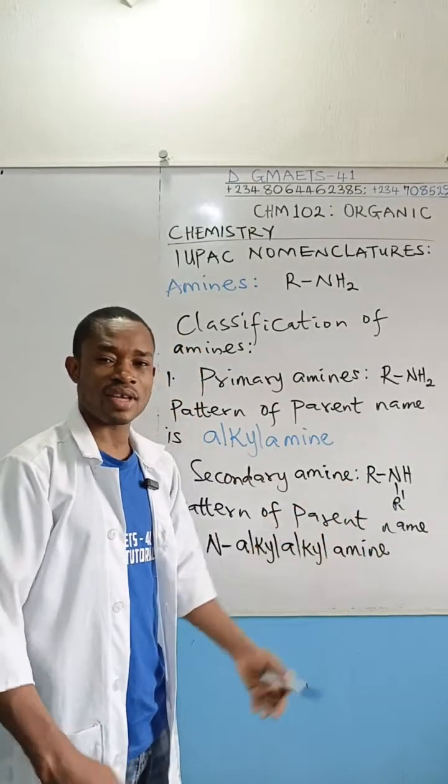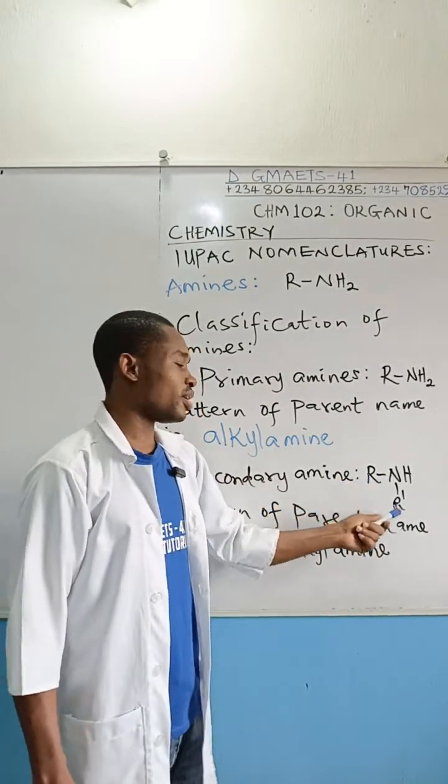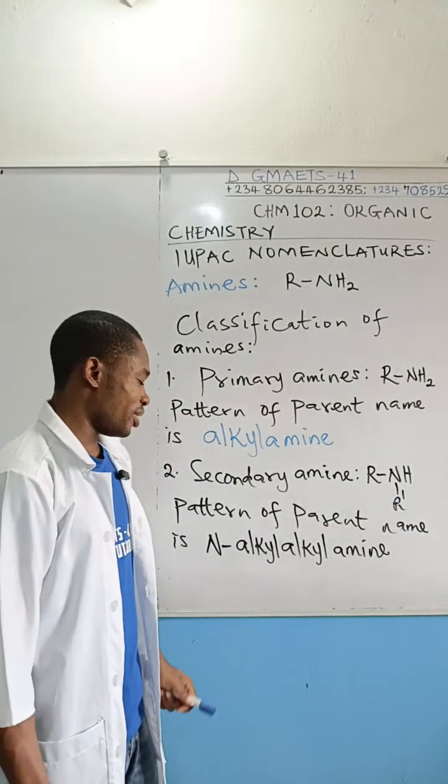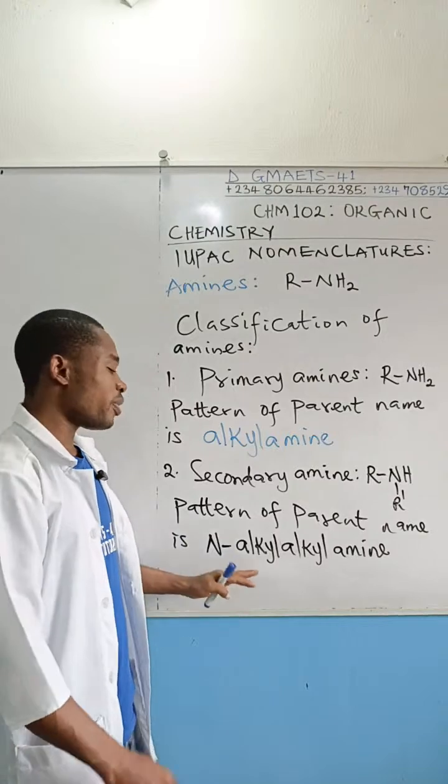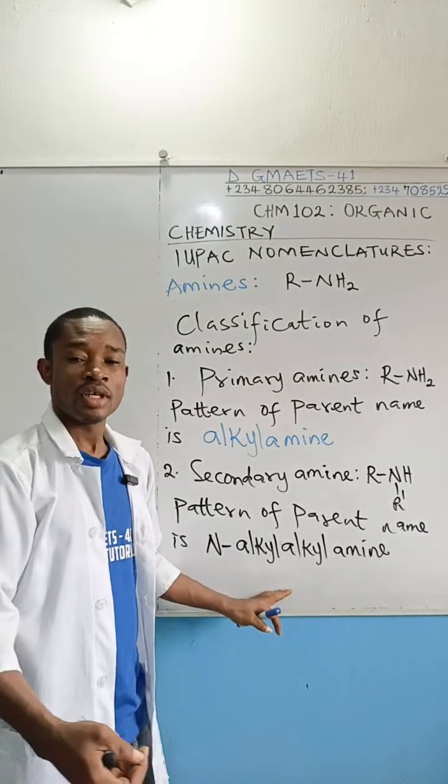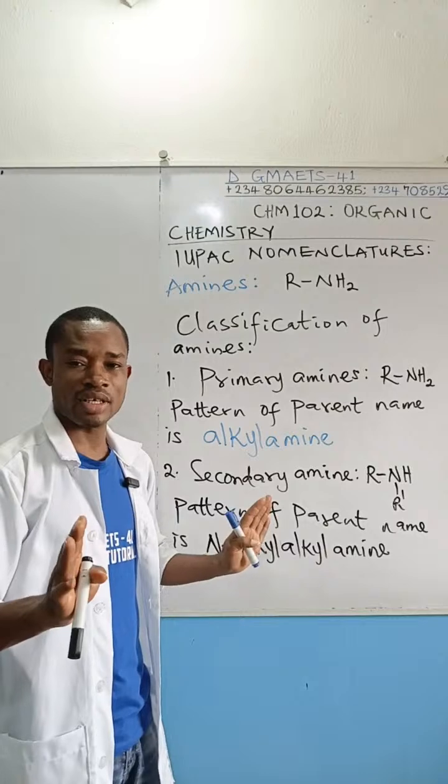Okay, but imagine that this R and R are the same. They are alkyls, they are the same, so that this is methyl and this is methyl. There will be no need of saying N-methyl-methyl. It will simply be dimethylamine. The methyls are the same, so simply dimethylamine.